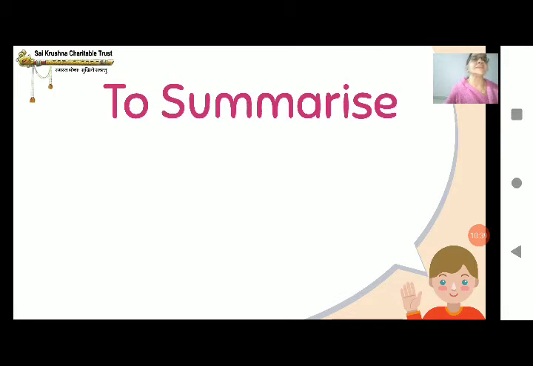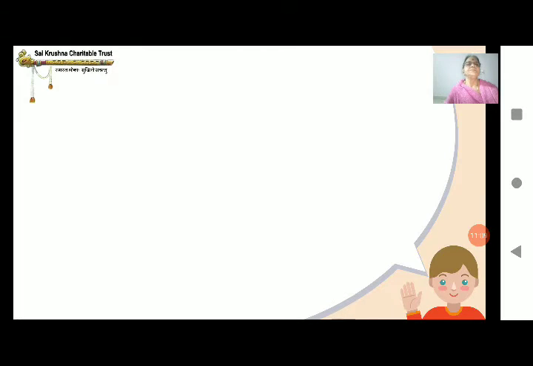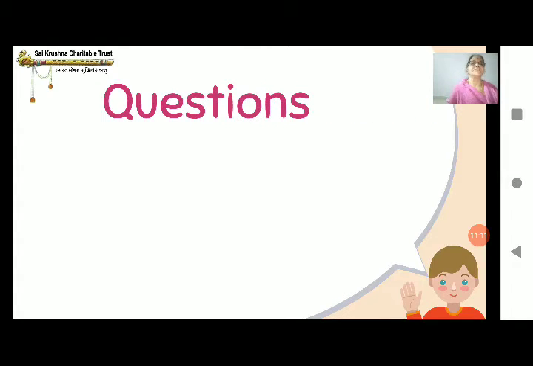To summarize, we have reached the end of this rule and we are just going to see what we studied. Words ending in silent E drop the E before a suffix beginning with a vowel. Then we spoke about retaining the E. There are some exceptions or special cases when words ending in CE and GE keep the E when adding able and OUS. Is that clear? Okay, now on to questions.